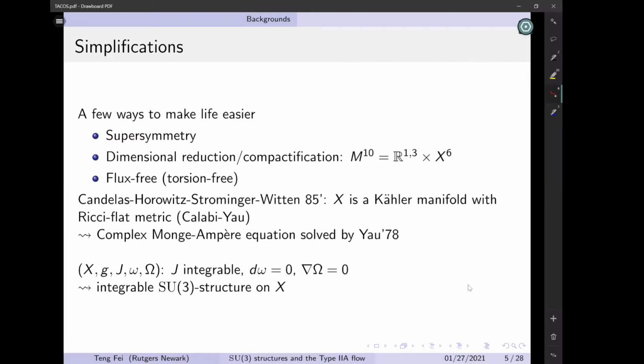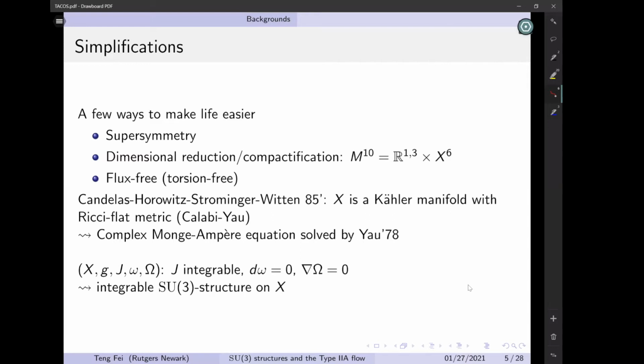And there's a third assumption. It's called flux-free or torsion-free, which I'll explain later. Basically, this is by assuming certain fields to be 0. So if we impose all these 3 conditions, Candelas, Horowitz, Strominger, and Witten in '85 showed that this X, this internal manifold, actually is something very special. It's a Kähler manifold with Ricci flat metric. Later they called them Calabi-Yau manifolds.